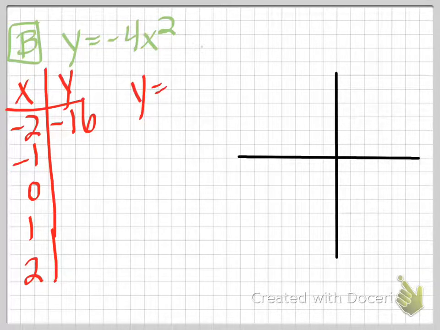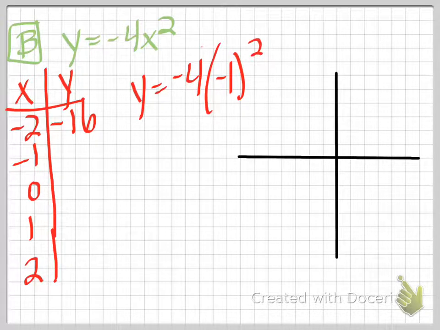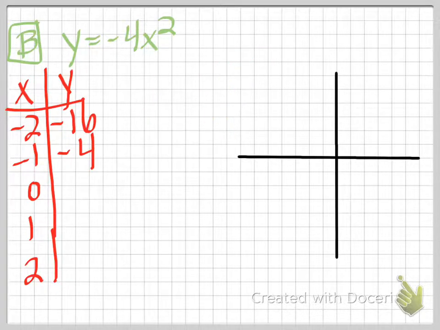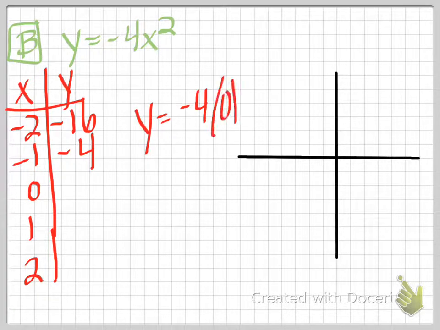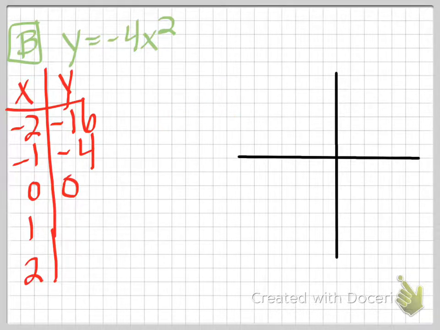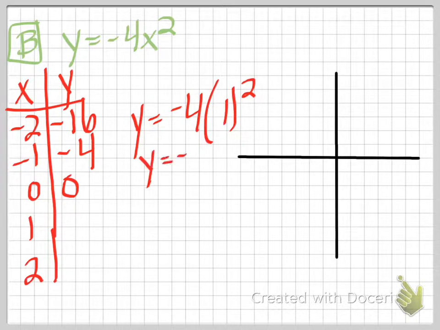Y equals negative 4 times a negative 1 squared. Negative 1 squared is just 1, and 1 times a negative 4 is negative 4. Y equals negative 4 times 0 squared. Anything times 0 squared times 0 is just 0. Y equals negative 4 times a 1 squared. 1 squared is just 1. That means y is a negative 4.